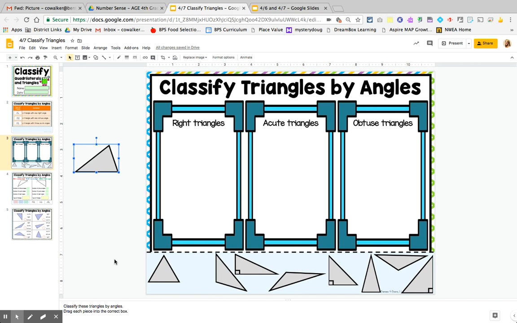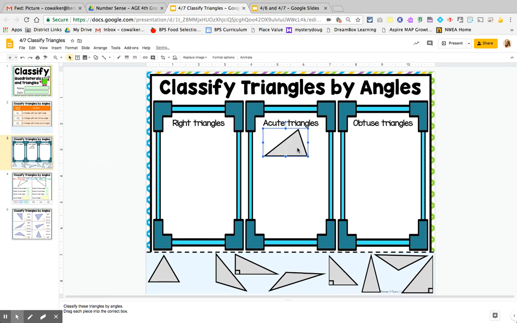Does it have any right angles in that shape? Nope, I see three angles and none of them are right. Does it have any acute angles? Yep, it's got three acute angles, which means this one is going to be an acute triangle because there are no obtuse angles bigger than 90 degrees. Let's try this one. Which one do you think that is?